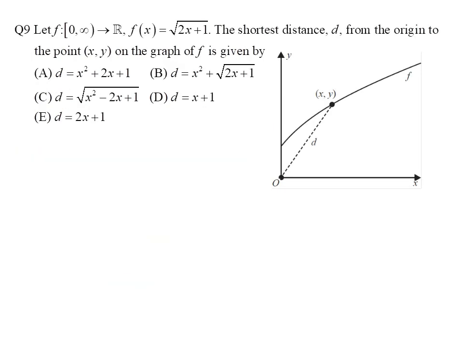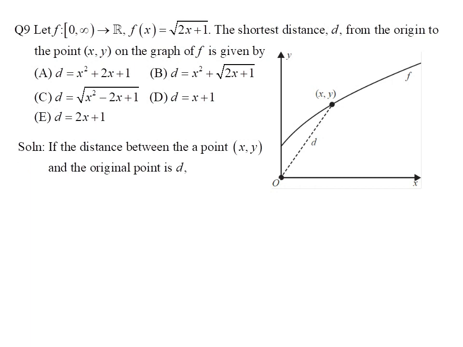In question 9, there's a function f of x which equals the square root of the sum of 2x plus 1, and its domain x is greater than or equal to 0. The question here is to find the expression which represents the shortest distance from the origin to an arbitrary point x, y on the graph. According to the Pythagoras theorem, the straight line distance between the 2 points can be written as the square root of the sum of delta x squared and delta y squared. Here, delta x and delta y refer to the difference between x and y coordinates between the 2 points, respectively.